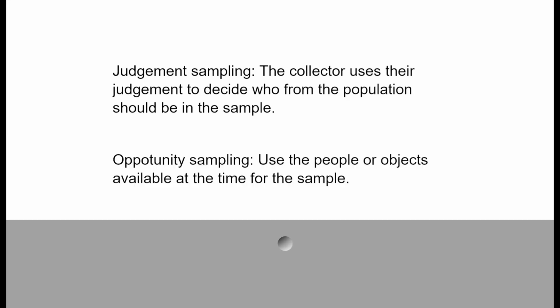The next one is opportunity sampling. So you're using people or objects available at the time of the sample. Of course, this is a lot more convenient and less time consuming, but is definitely a lot more prone to bias. So if you're collecting a sample on people's shopping habits, going to a shopping mall would give you a bias because you're not going to tap into those maybe who shop on the internet because they won't be there.